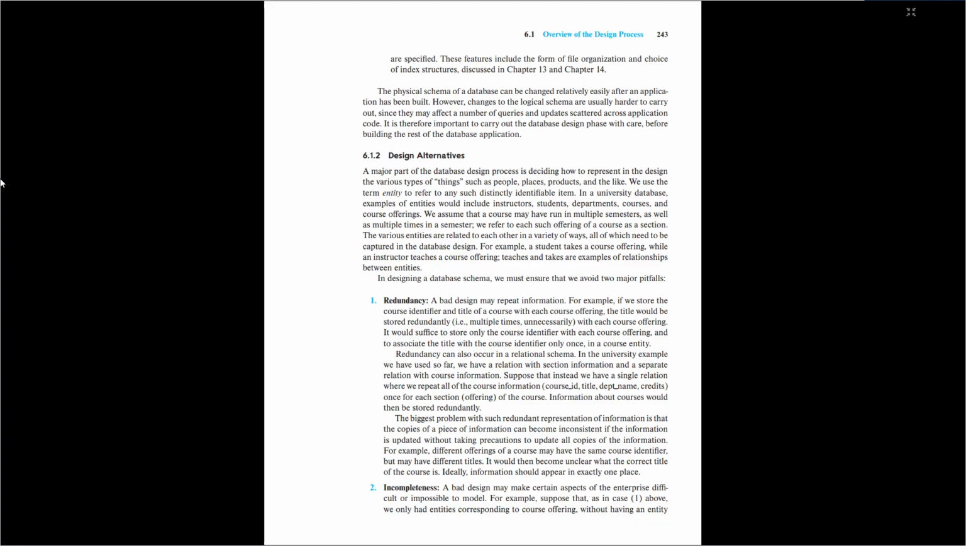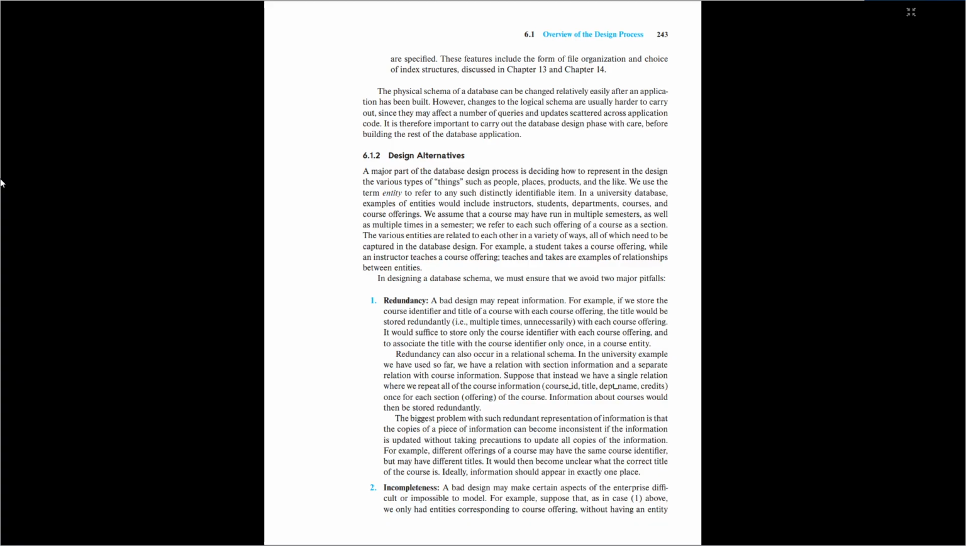6.1.2 Design alternatives. A major part of the database design process is deciding how to represent in the design the various types of things such as people, places, products, and the like. We use the term entity to refer to any such distinctly identifiable item. In a university database, examples of entities would include instructors, students, departments, courses, and course offerings. We assume that a course may have run in multiple semesters, as well as multiple times in a semester. We refer to each such offering of a course as a section.